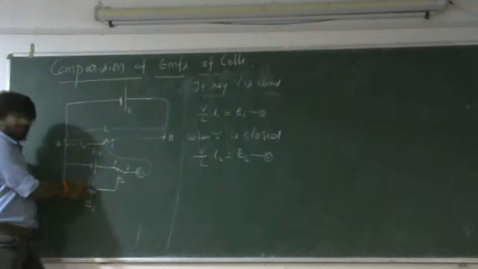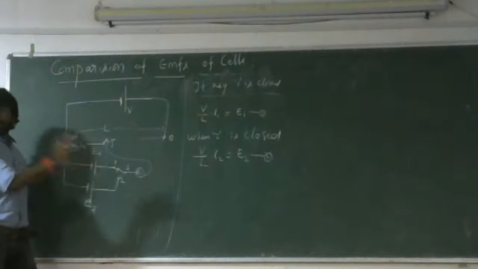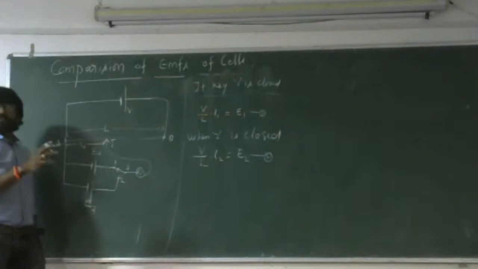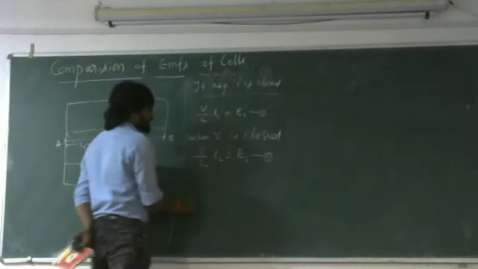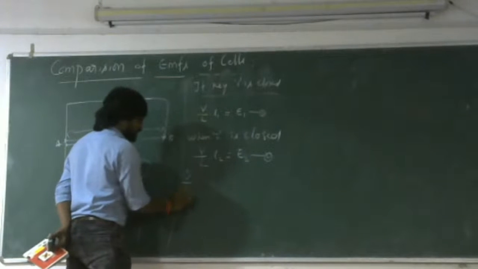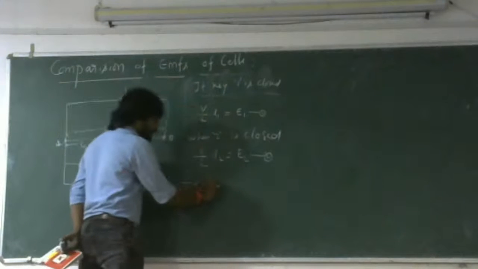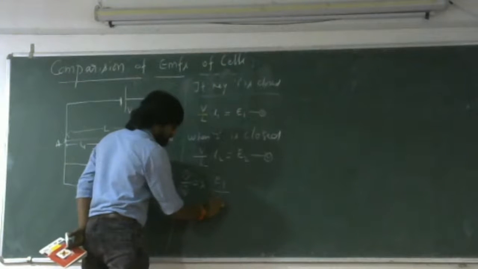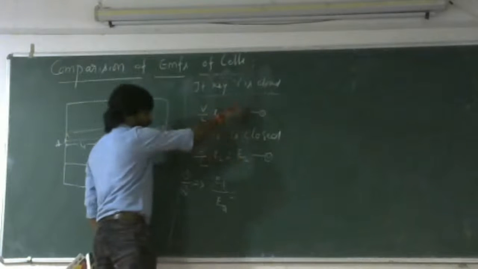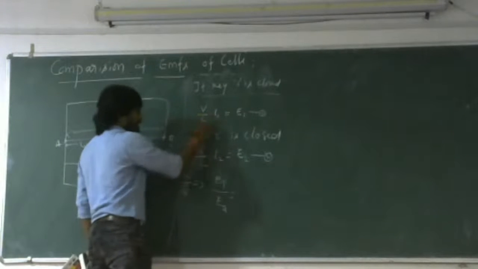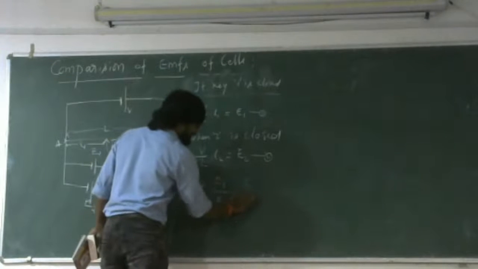You can consider here internal resistance and all, but we are only considering the potential part here, without considering the resistances. Now, if you take the ratio of these, that is 1 by 2, it implies E1 by E2 is equal to V by L into L1 by V by L into L2. V by L is cancelled, we get L1 by L2.